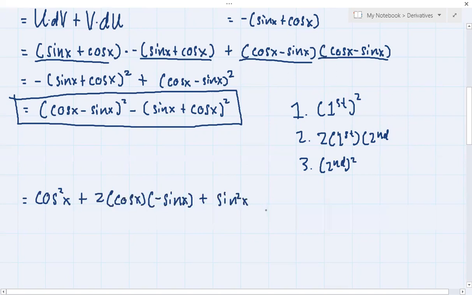Okay? Minus, dito naman tayo sa second term, which is ito. Okay? So, second expression pala. So, square the first term. I-square natin si first term. This would be sine squared x. Okay? Plus 2 times the first term, which is si sine x, times the second term, which is si cosine x.